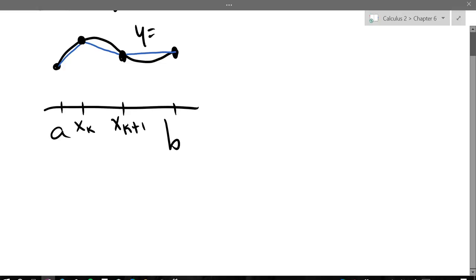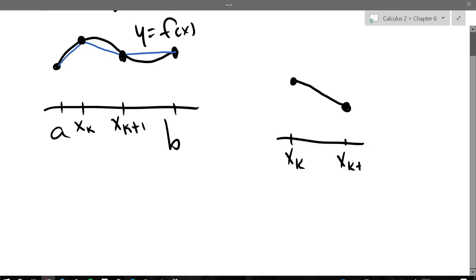And of course our curve needs to be represented by a function, so our curve is y equals f of x. Let's zoom in on this line segment right there. If I label these points, their x coordinates are definitely xk and xk plus 1. How do I get the y coordinates? I have my function y equals f of x. So I could write yk, yk plus 1, but what I'm going to write instead is f of xk and f of xk plus 1.